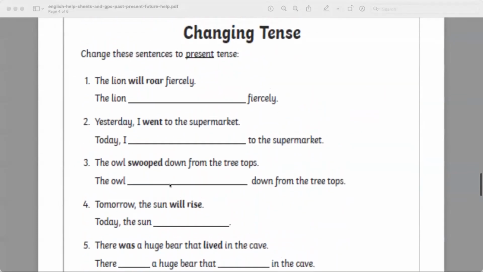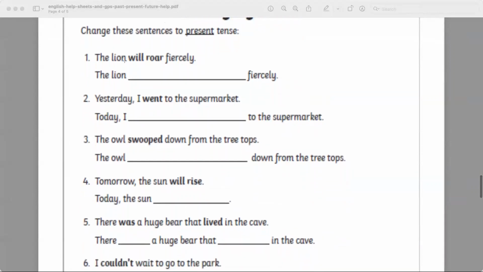Okay, so next one is changing to the present tense. Now you have a set of sentences and you need to change these sentences to the present tense. So the lion will roar fiercely. So will roar. How will you change that to the present tense? Some of these sentences are in the past, present or future tense. You just need to change it to the present tense.